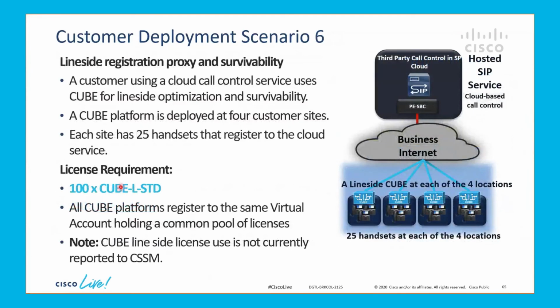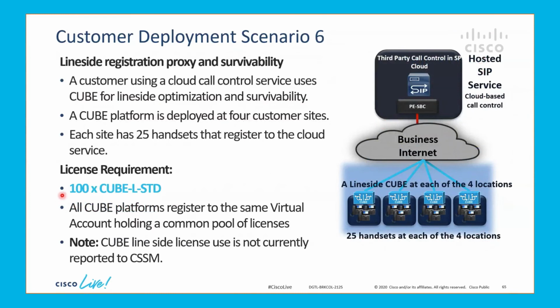And then the last one is the line side registration proxy and survivability, the CUBE line side licenses. Let's say you have four different sites, four different locations. Each location has 25 handsets that are registering to the service provider call control, meaning a total of 100 handsets registering to the service provider call control.